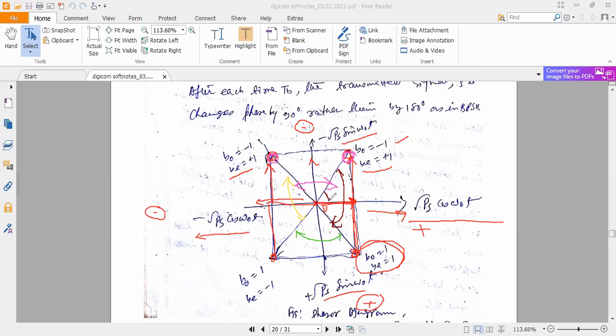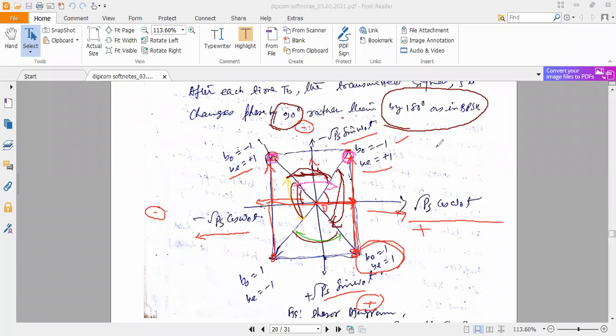This is 45, so that means this is also 45. This is 45, so this is also 45. So this becomes 90. Similarly, that is also 90. This is also 90, and this is also 90. So here the phase change is 90 degree between any two phasors, rather than 180 degree as in BPSK. Getting my point? So the phase shift here is 90 degree. That is the case.